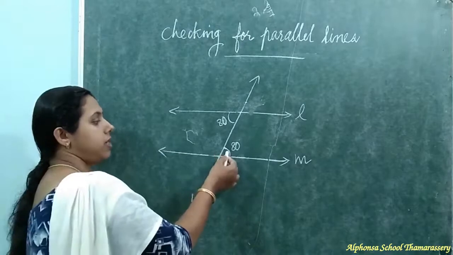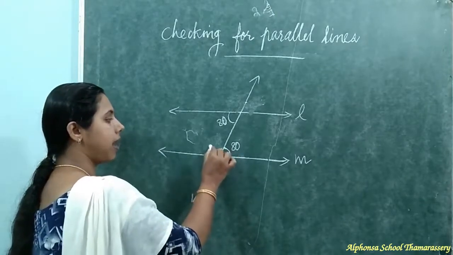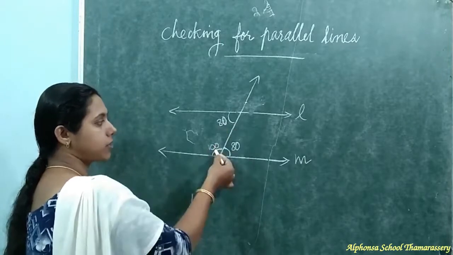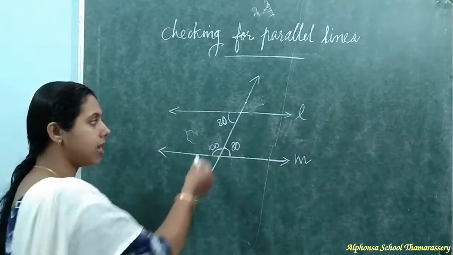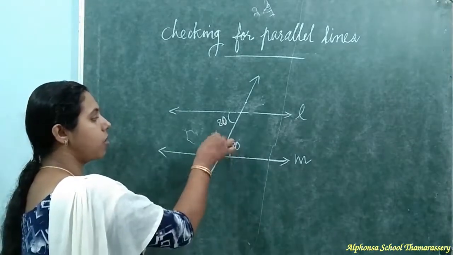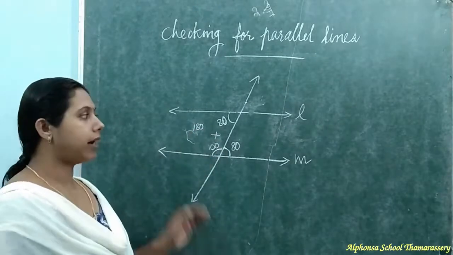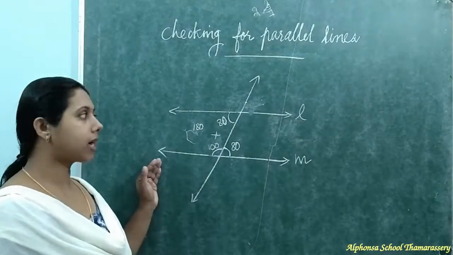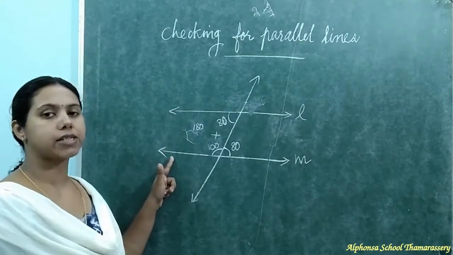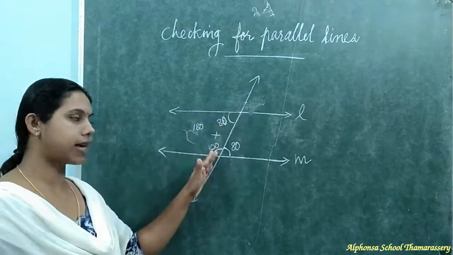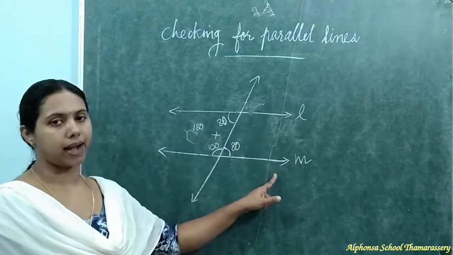Now, these two are linear pairs. So if this angle is 80, then this angle will be 100. Now look at these two angles. They are interior angles on the same side of the transversal. Sum of these angles is equal to 180 degree. So we can say that when a transversal cuts two lines such that the pair of interior angles on the same side of the transversal are supplementary, then the lines have to be parallel.